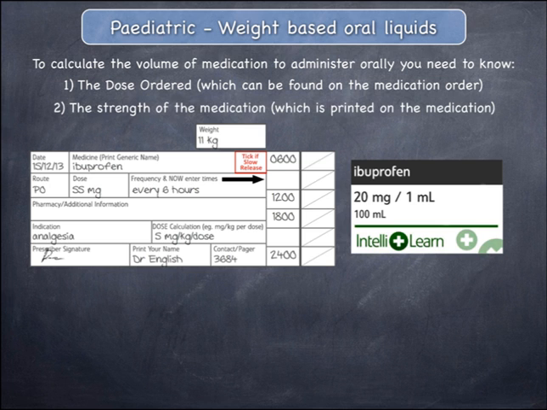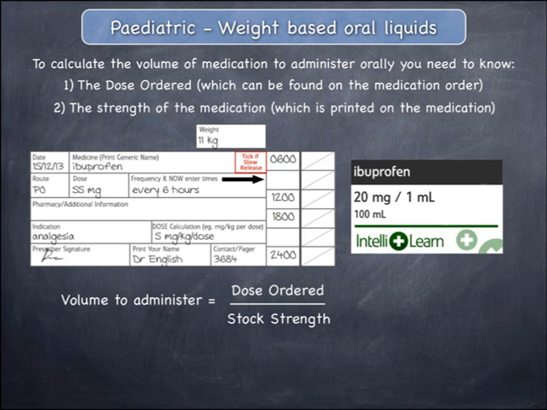You also need to know the strength, which is also known as a concentration, of the medication in question. This information is printed on the medication as 2 numbers, separated by a / sign or sometimes a word per. The first number is a stock strength and the second number is a volume in mils. Once you have this information, you can calculate the volume to administer, which is equal to the dose that has been ordered divided by the stock strength multiplied by the volume over 1.